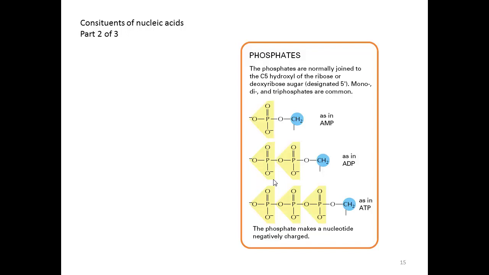The second part of nucleic acids is the phosphate group. In the final structure of DNA and RNA, we have a single phosphate unit. But the original building blocks, the nucleotides, are triphosphates, so they have 4 negative charges. We will lose 2 of these 3 phosphate groups as DNA is being synthesized.